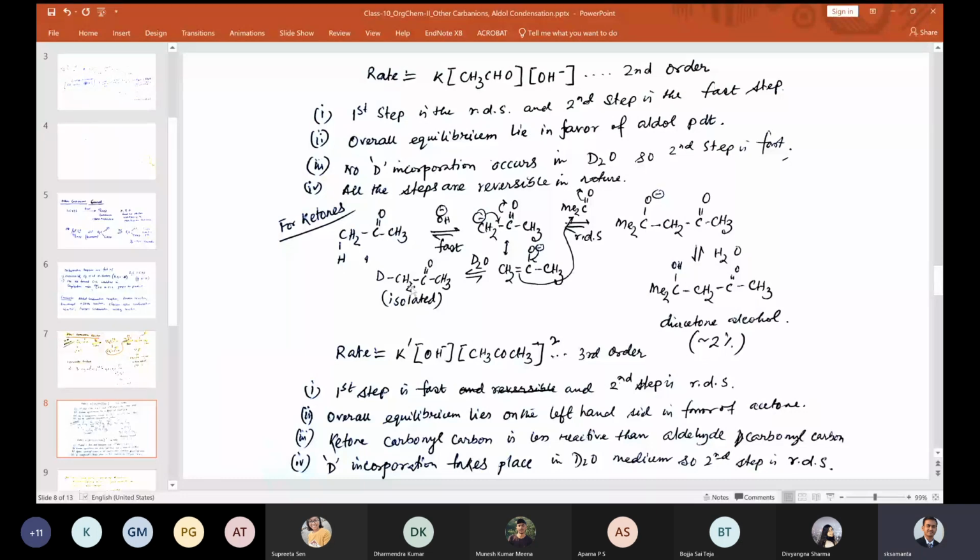And then you can give the deuterated solvent incorporation example. So in the third point we are saying that the ketone carbonyl carbon is less reactive than the aldehyde carbonyl carbon, and that is why this is the rate determining step, the first step. In this case D incorporation takes place in D2O medium, so the second step has to be the rate determining step. Because this is the rate determining step, it comes back here, so it will abstract the D from the solvent D2O.